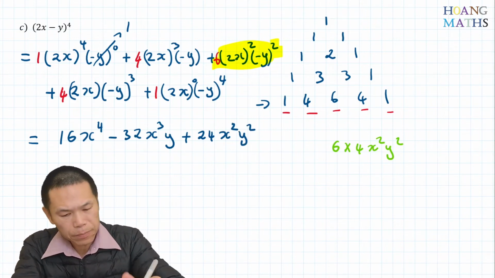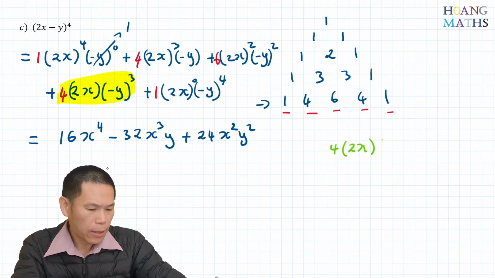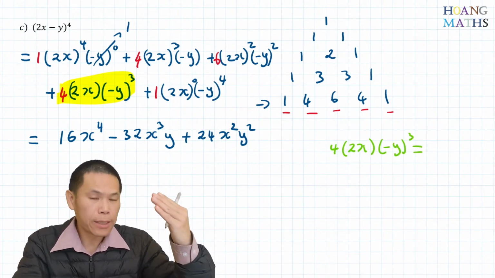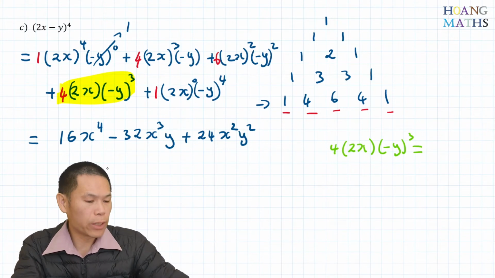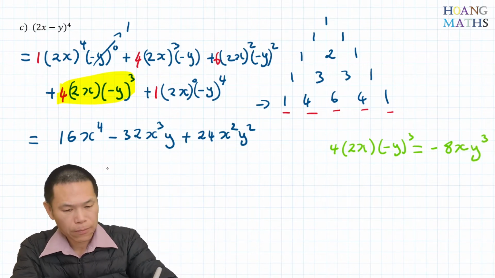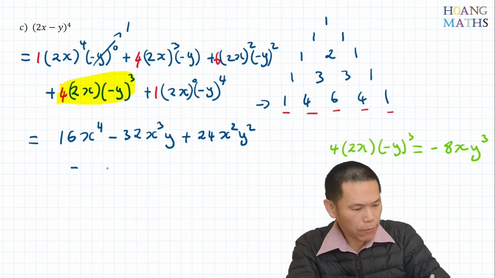Then the next term is this. So we have 4 times 2x times negative y to the power 3. Negative y to the power 3 is negative, so let me write negative first. And 2 times 4 is 8x and then y to the power 3. So I just write this down: plus negative, which is minus 8xy to the power 3.